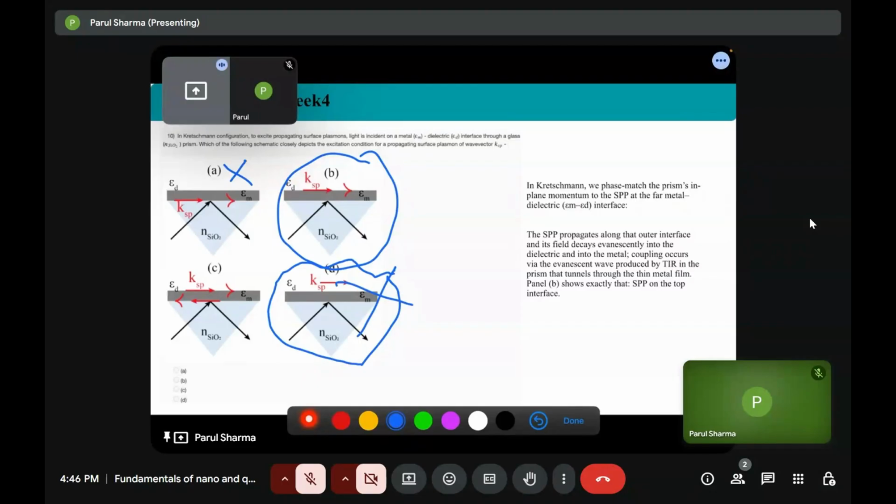In this other configuration, the SPP will not propagate along the interface. That's why option B is the correct option, because it shows that coupling is occurring by the evanescent wave and only on the outer surface. So option B is correct.